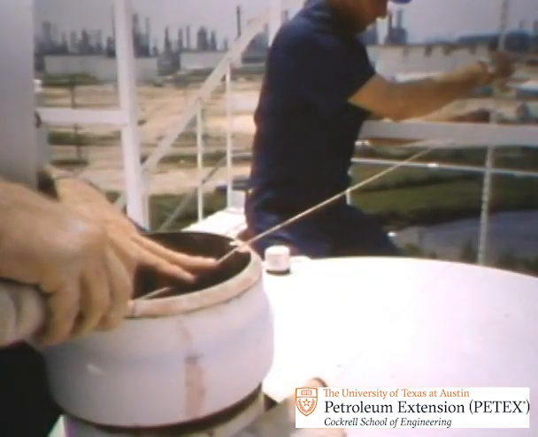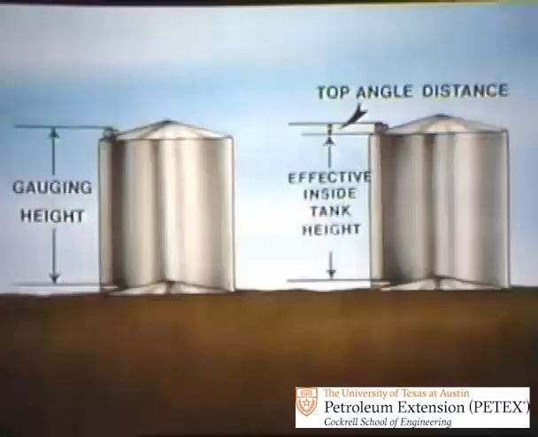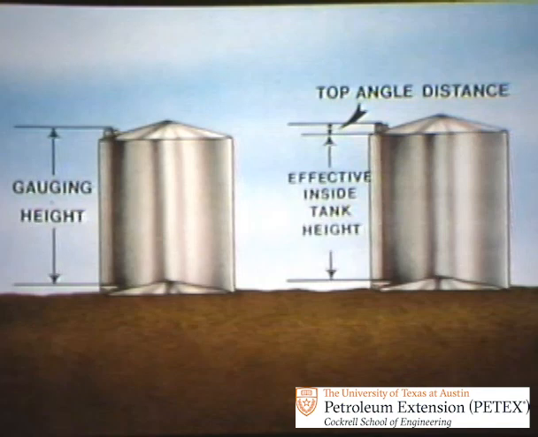One way to determine effective inside tank height on this particular tank is to anchor a line at the gauging reference point on the hatch and extend it out to the top angle of the tank. The line's leveled and the distance between the line and top angle measured. Then, the distance between the line and top angle is subtracted from the gauging height. This is effective inside tank height.